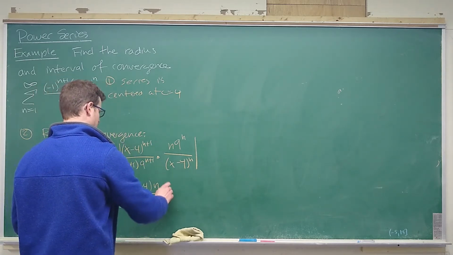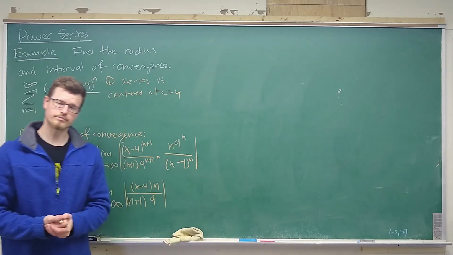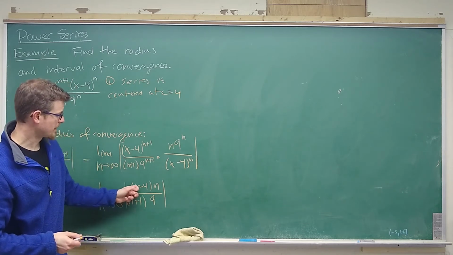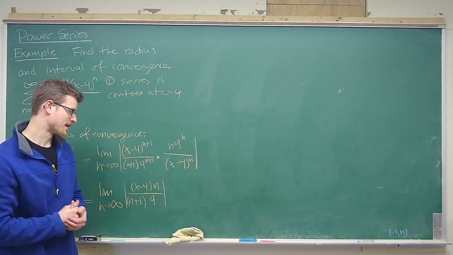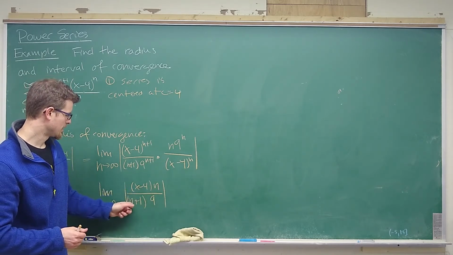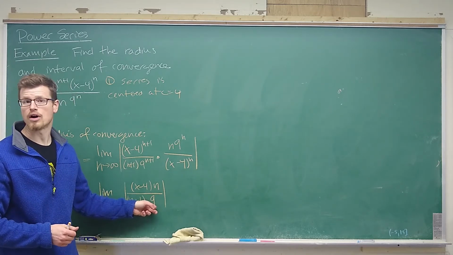I still want the absolute value of all of this, because x minus 4 may be positive or negative. Of course, n plus 1, and 9 are all positive.